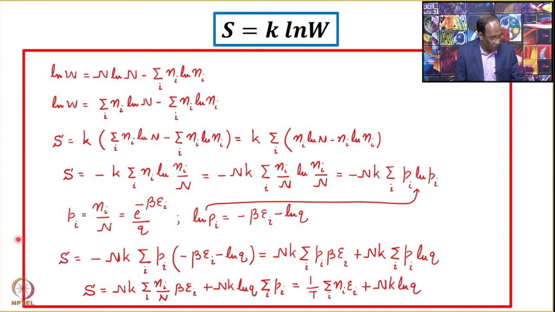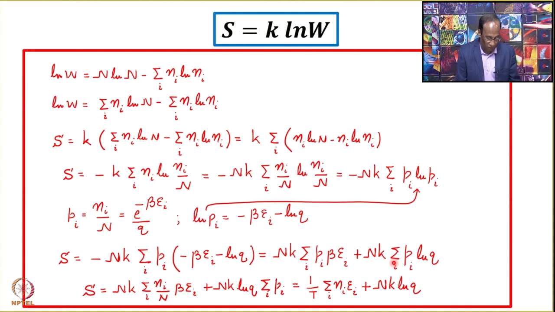I repeat what I have done. N and N get cancelled. Beta is equal to 1 by kT. So what I have is 1 by T, and inside we have Ni and Ei left over, and Nk log Q, because the summation of all the fractional populations has to be equal to 1. Right? So log Q is constant, I take it out of the summation. So summation over i of Pi, the sum of all fractional populations, has to be equal to 1.